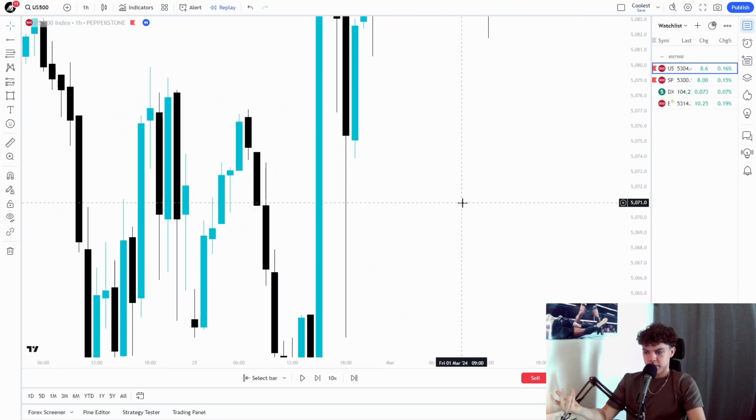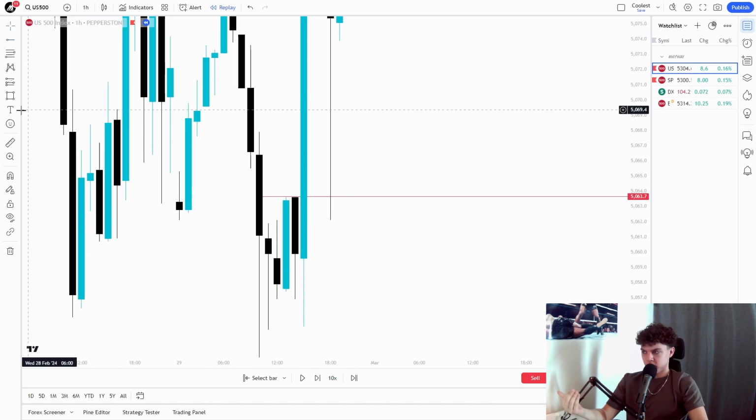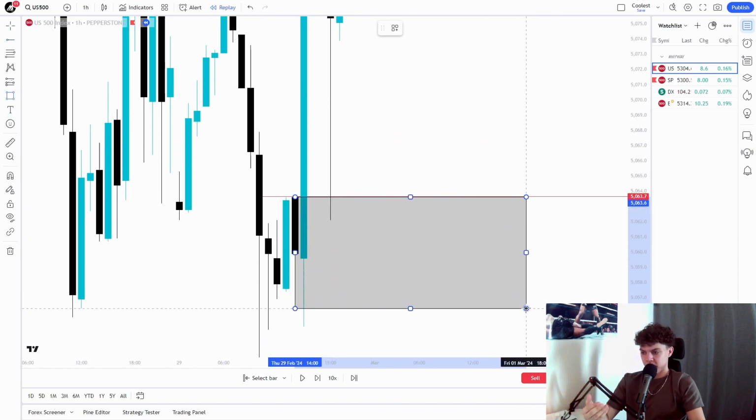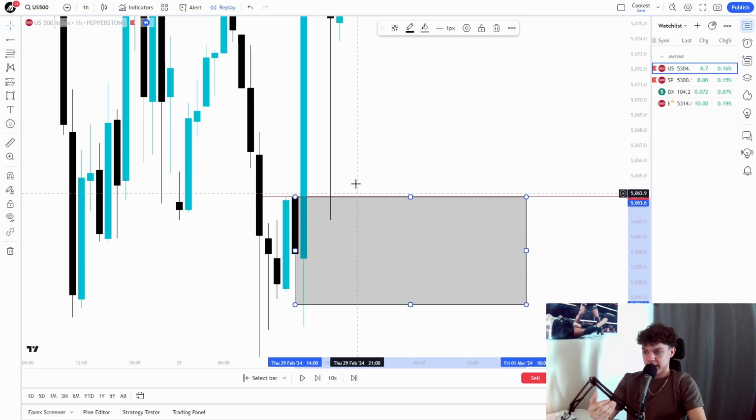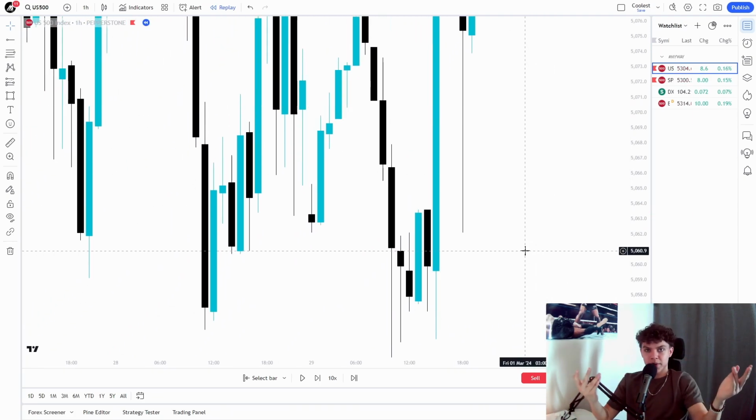The loop continues. What happens? A break of structure to the upside, boom, leaves this order block behind. The last down candle after the break of structure to the upside, a bullish order block, hits it, continues. Guys, this is written down. This is how the price moves.